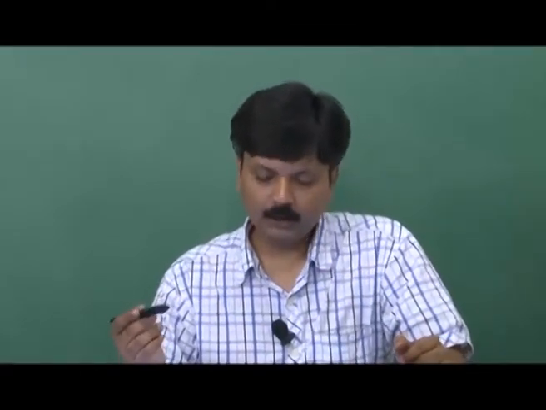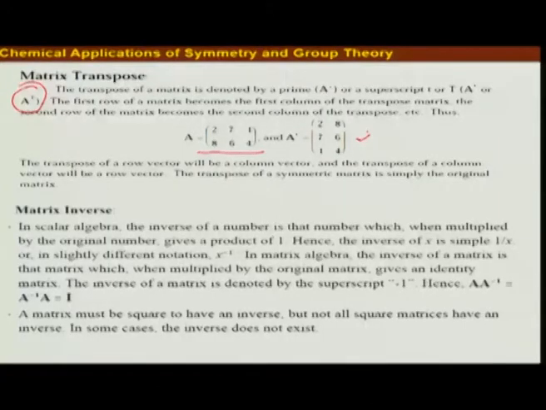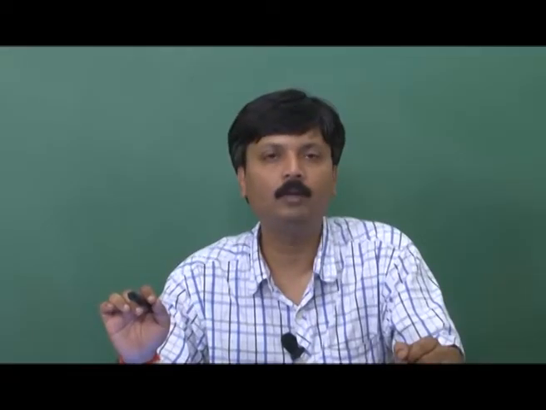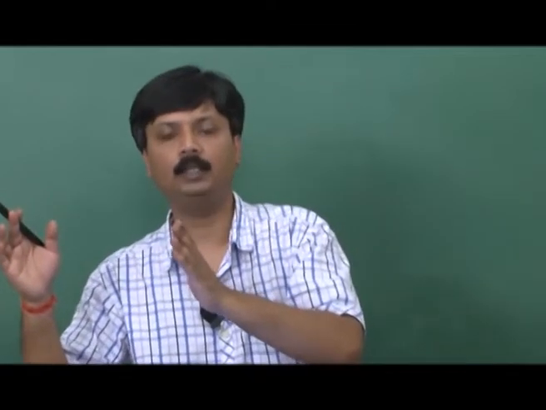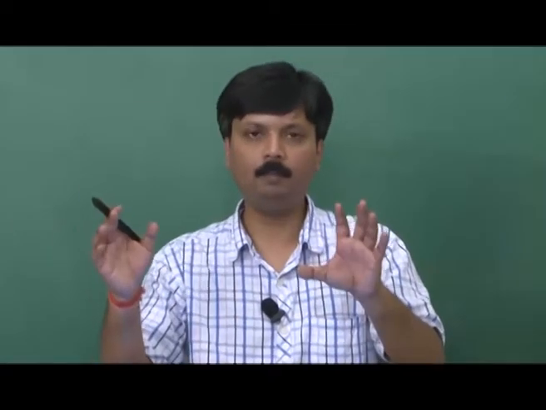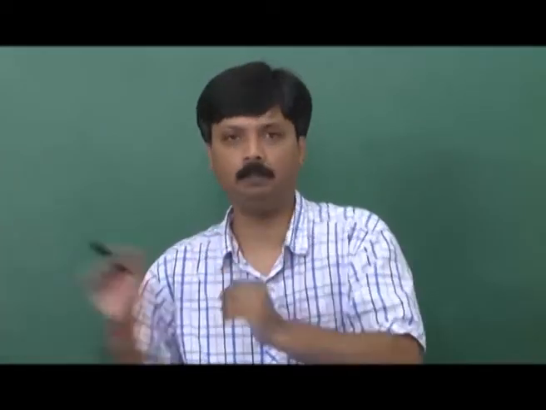Or in slightly different notation, I can write it x inverse. Okay, so x inverse, we are familiar with that already. Now in matrix algebra, the inverse of a matrix is that matrix which, when multiplied by the original matrix, gives an identity. So the notion remains the same. So here in case of matrix algebra, I have a matrix, and if I need to find out the inverse matrix, then the inverse matrix will be such that if I multiply this original matrix with its inverse, I will get a matrix which is the identity matrix.